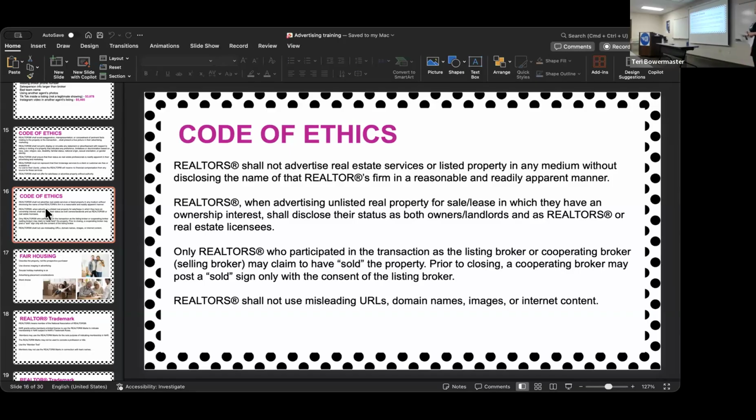And if we are going to advertise that we participated in the sale of a property, we have to be one of the transaction participants. So if you're the buyer agent, you can advertise that you sold a property. You can do that. And not using any misleading URLs, domains, or images, okay? So you can't go get a website that is something really close to a brokerage name, and then have it route to yours. Something like that would be a violation, okay?